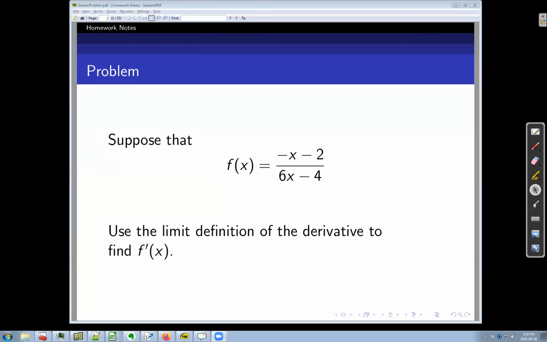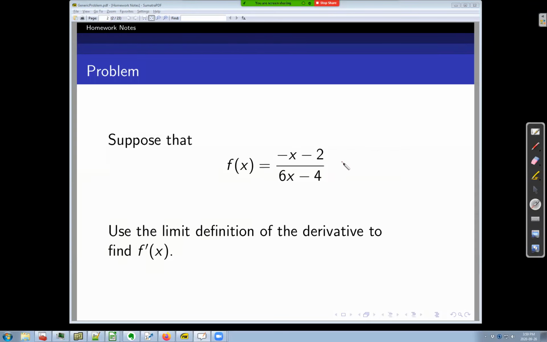All right, so what we've got here today is a derivative problem. We have this complicated rational function here, and we're being asked to use the limit definition of the derivative in order to find the derivative function for this function.